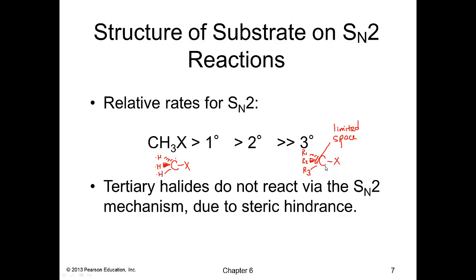So therefore, the nucleophile cannot overlap effectively. The orbital of the nucleophile cannot overlap effectively with the orbital of the delta positive carbon. Therefore, the reaction is going to be very, very slow. In fact, I can tell you, tertiary alkyl halides do not react via the SN2 mechanism because it is just impossible for the nucleophile to reach the delta positive carbon.